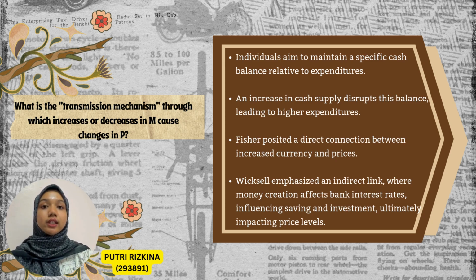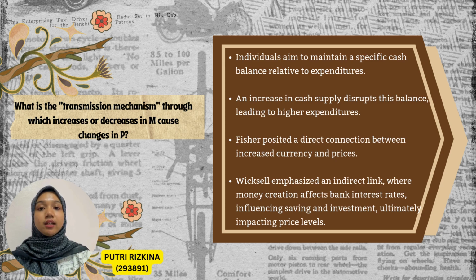The question is what is the transmission mechanism by which increases or decreases in M cause changes in P. The explanation goes that individuals aim to maintain a specific cash balance relative to their expenditure, but an increase in cash supply will disrupt this balance and lead to higher expenditure.